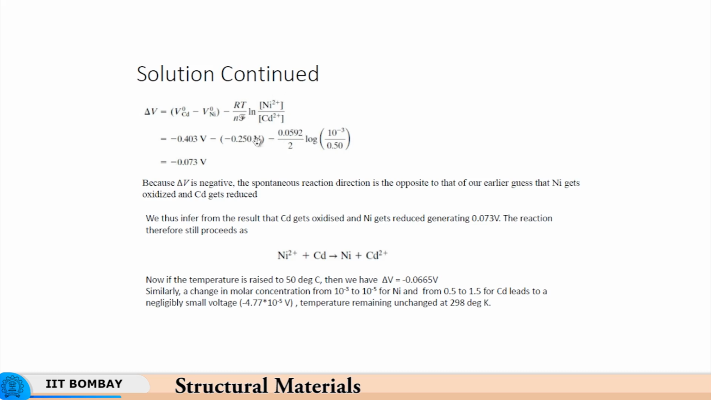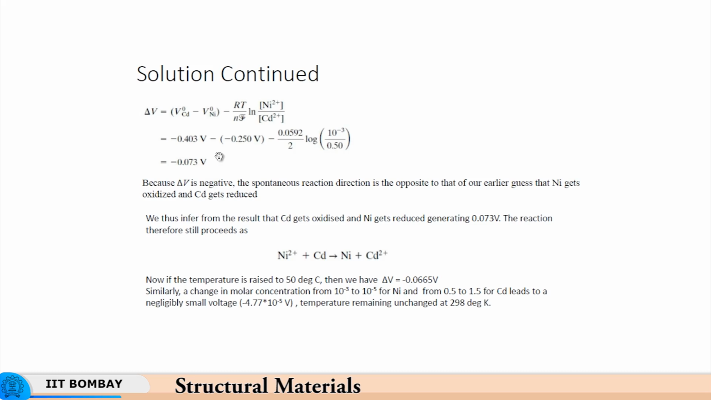Now this is ln of Ni2 plus upon Cd2 plus, and this is log to the base 10. So this factor also includes the factor of 2.303 to convert ln into log to the base 10. That is also taken into account over here. So now what we get is minus 0.403 volts minus 0.250 volts of nickel, and then minus this fraction, which gives us minus 0.073 volts.